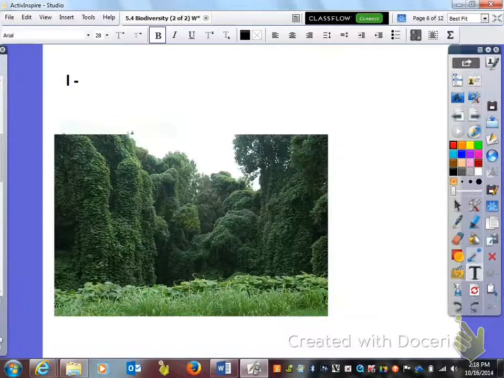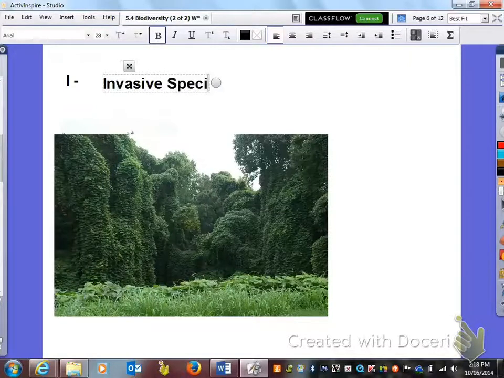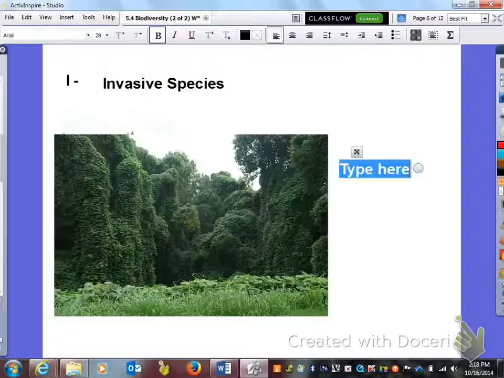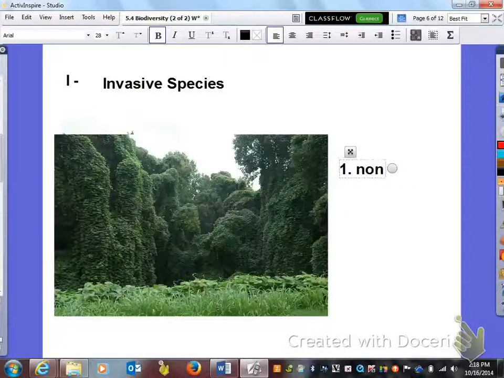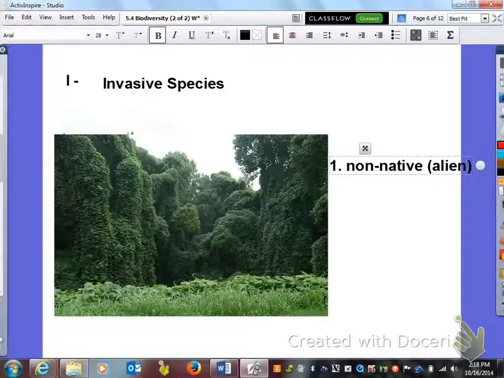Okay, so now let's look at the I in our hippo, and this stands for invasive species. All right, so now we need to find out what an invasive species is. Okay, you need to know that invasive species are non-native, and what that means is they're not originally from there. So that's like an alien species, not where they were normally found in nature. An invasive species is actually brought in from somewhere else.